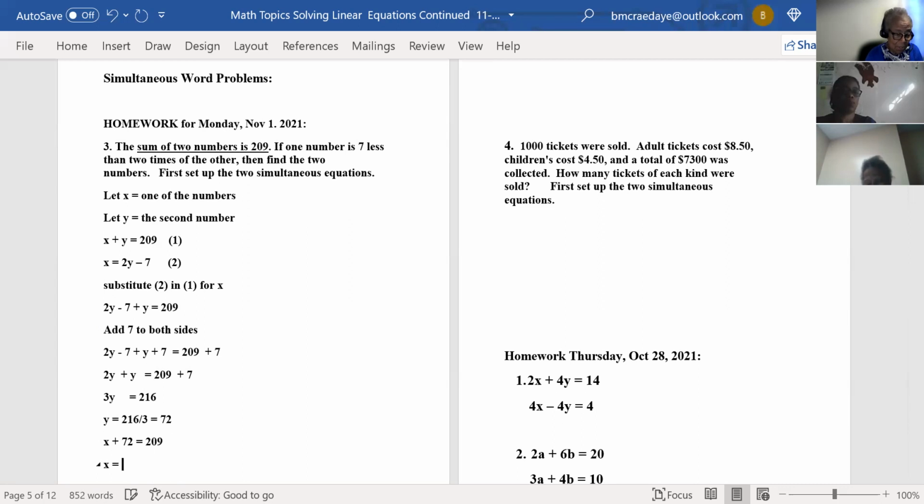So x would be 209 minus 72. And what is that equal to? 2 from 9 is 7. 7 from 10 is 3, right? 137. And 137 plus 72 would give you 209.